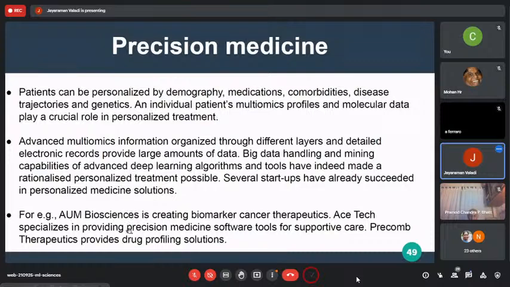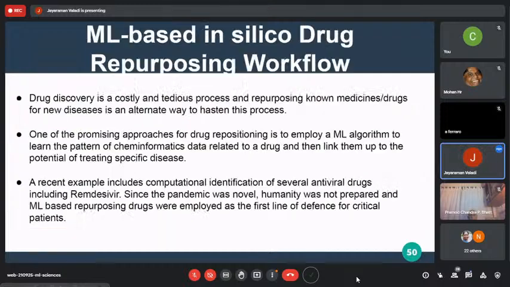Now, several startups have already started creating biomarkers for cancer therapeutics. This particular ASTEC is specializing in providing precision medicine software tools for supportive care. The Precom Therapeutics is providing drug profiling solutions for personalized medicine.